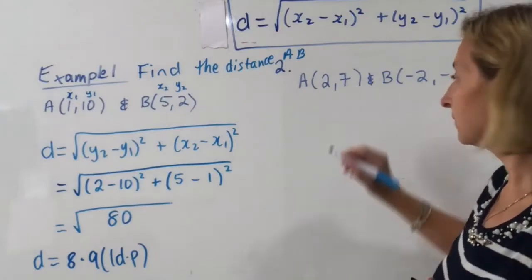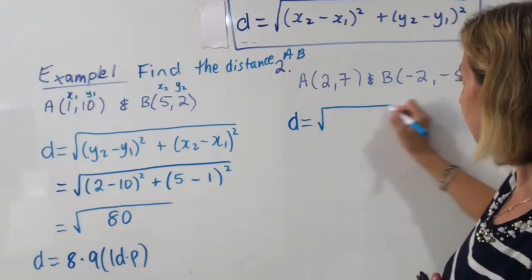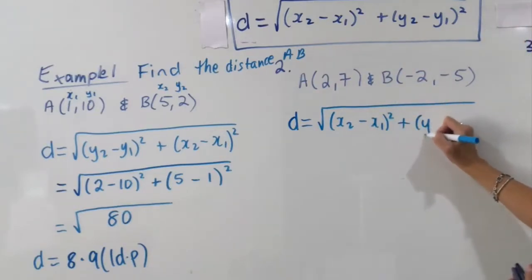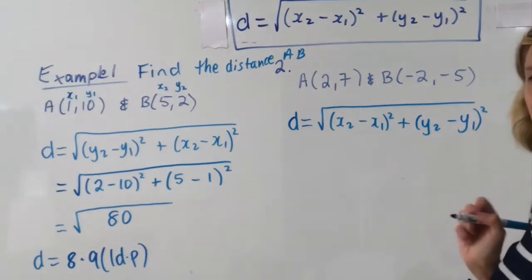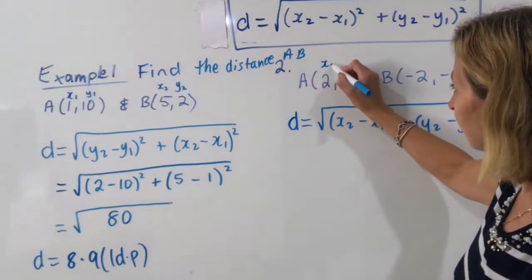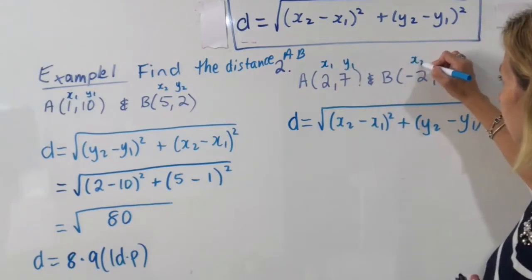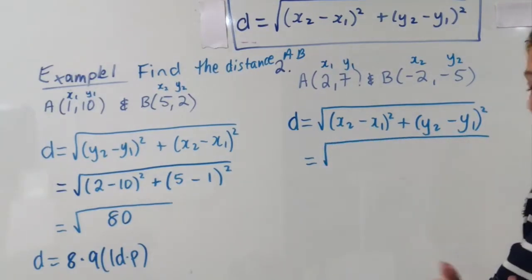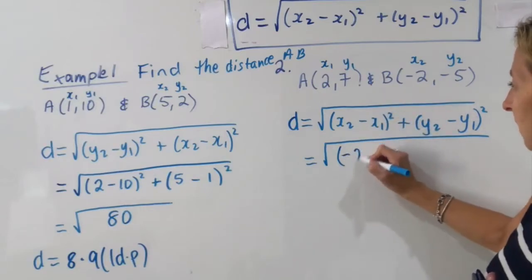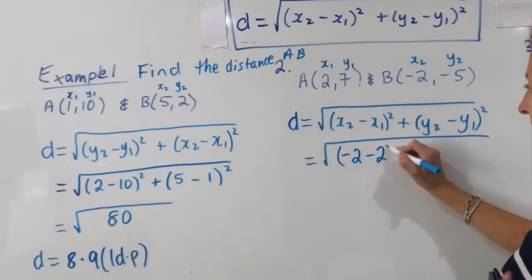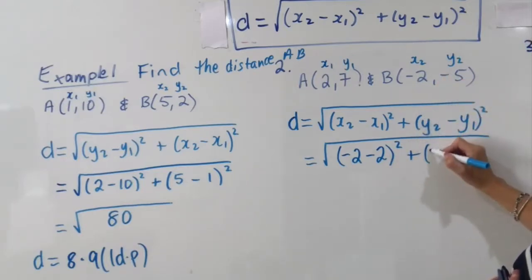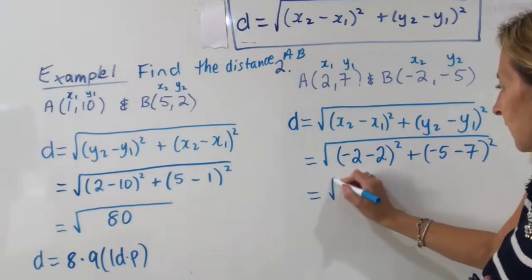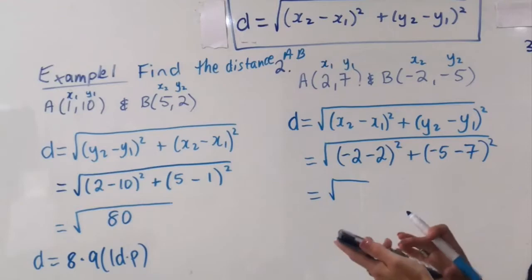Let's have a look at number 2. We're going to find the distance between these 2 points. So I'll write down the rule. This time I'll do it the same as what I wrote up there, just to show you that it makes no difference. I'm going to label my points x1, y1, x2, y2. And then I'm going to sub them in where they belong. x2 is minus 2, minus x1, plus y2 minus y1, all squared. And then I should just be able to put it in exactly how it appears.